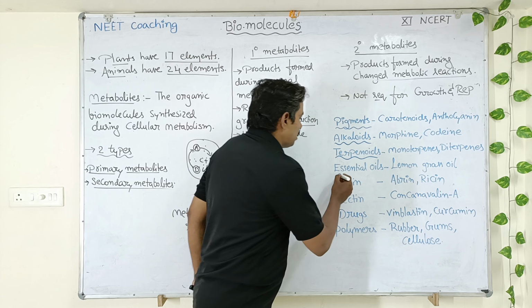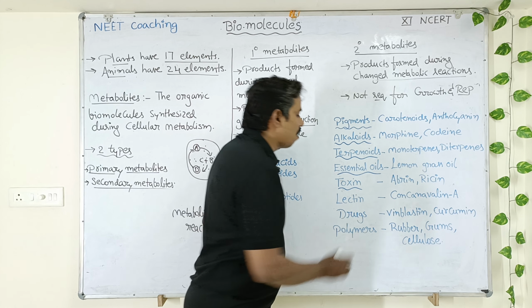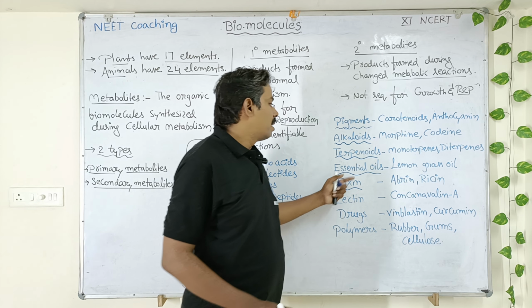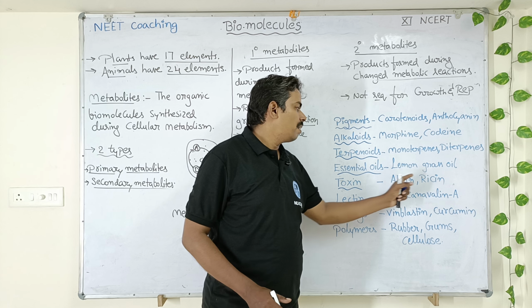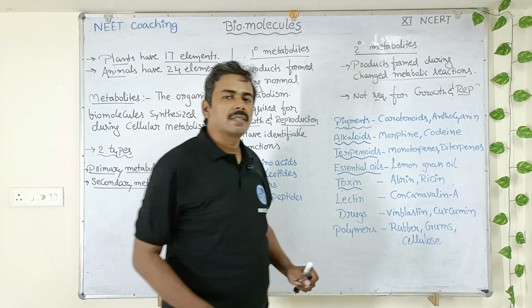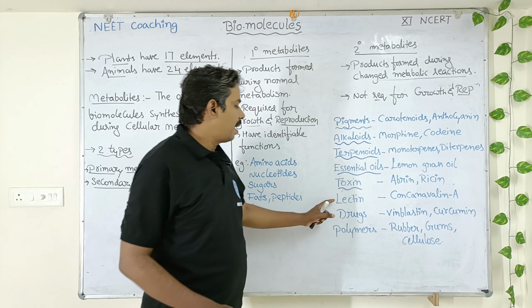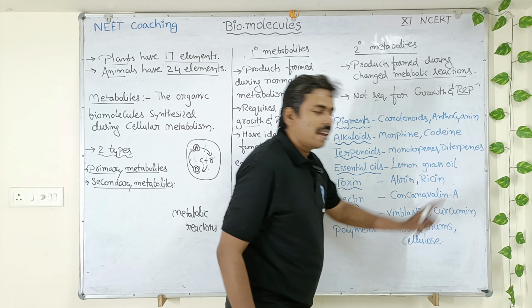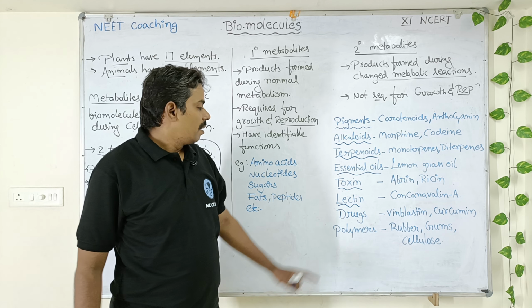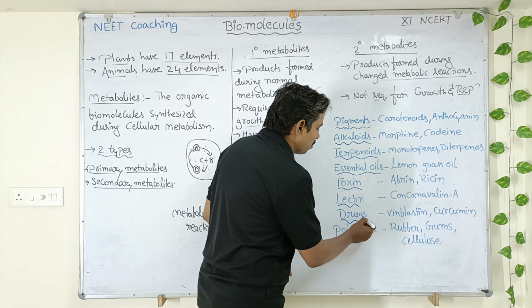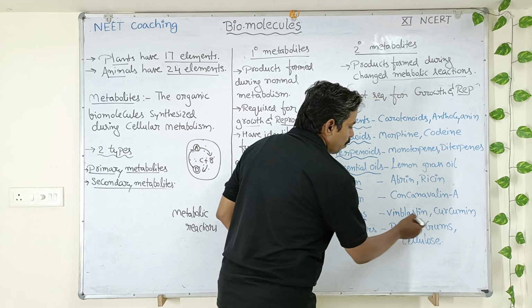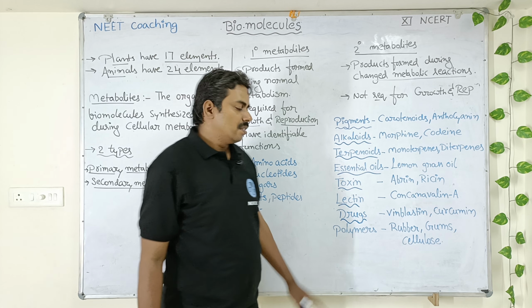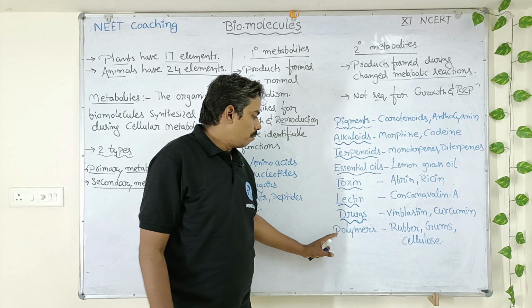Okay, next toxin. Toxin is a poisonous compound. Examples of toxins, abrin and ricin, they are produced by plants. They are poisonous compounds. Lectin. Example of lectin is concanavalin A. Next is drugs. These are also secondary metabolites. Example vinblastine and curcumin. So these are the drugs.